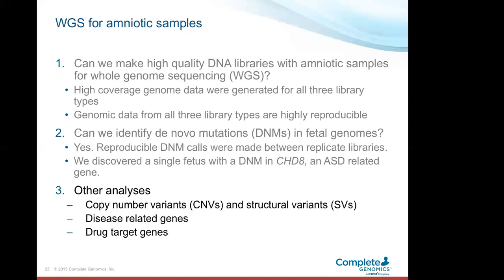Beyond the de novo mutation calls, there are a number of analyses that can be performed to gain more information using this genomic data, such as copy number variant and structural variant calls, and also genes that are related to diseases or that are drug targets.